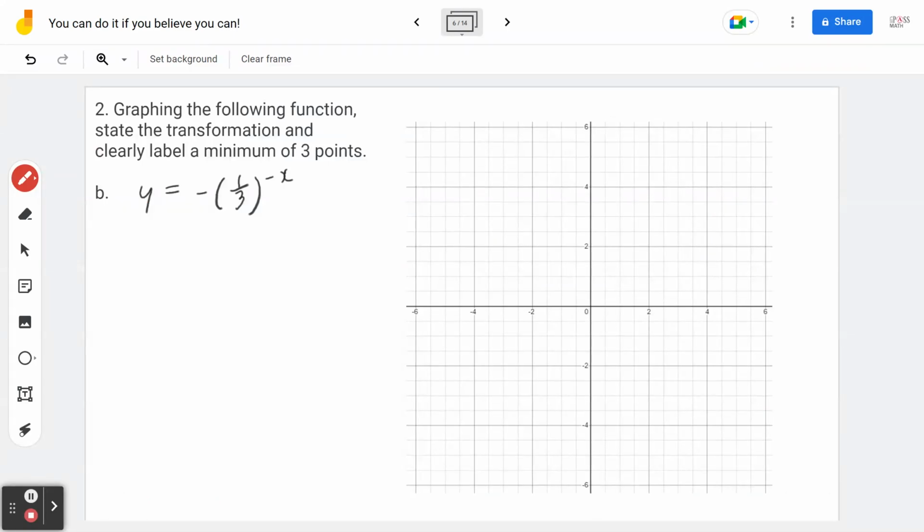Example 2b. I would like you to try this. This is y equal to negative, open bracket, 1/3, close bracket to the power of negative x. Pause the video when you're done and press play again. I'll be here.